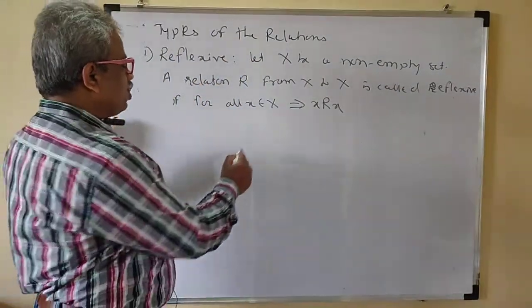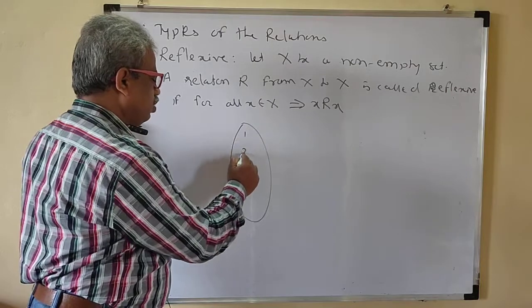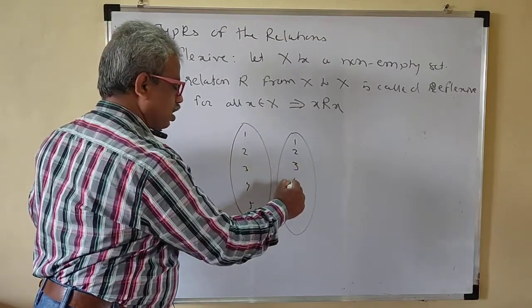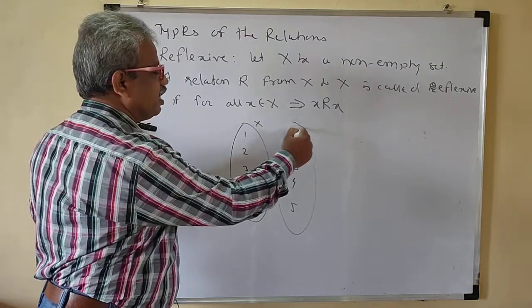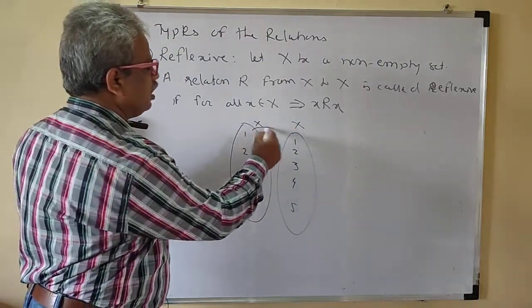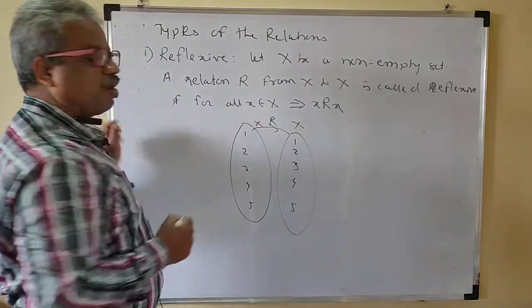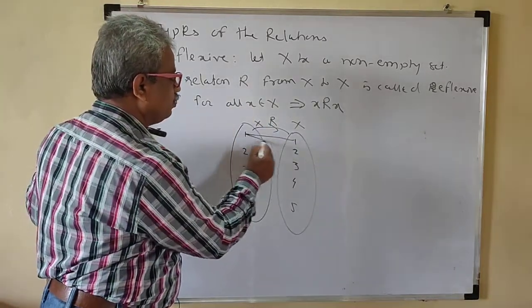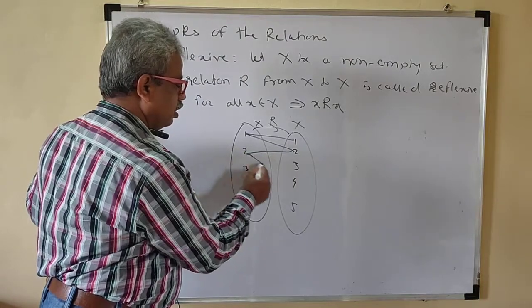Suppose I have taken this relation. So 1, 2, 3, 4, 5. Now this is 1, 2, 3, 4, 5. You have to take both the sets the same now. Now this is the relation. This is the relation from X to X. So we want to check reflexivity. Suppose I have drawn this. Okay, I did it like this.